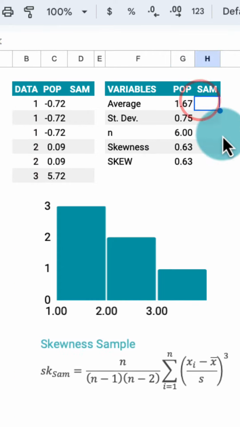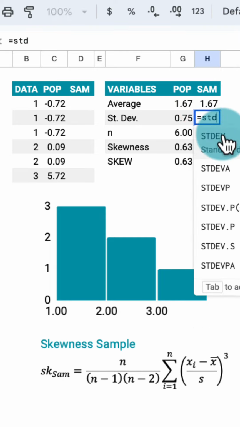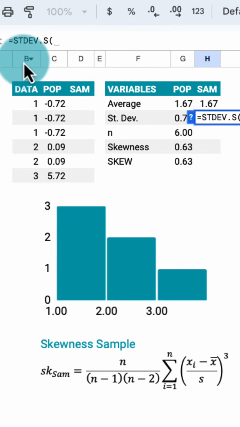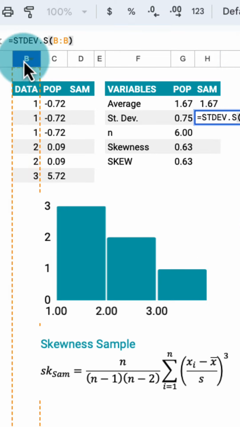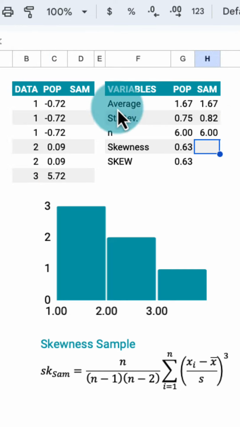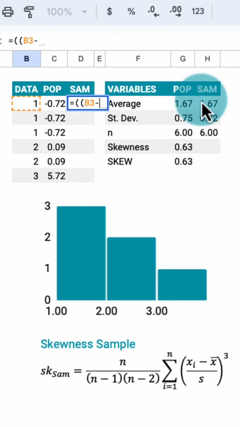For the sample, we can extract the average, which is the same as the population. For the standard deviation, we use the standard deviation of the sample, and we grab the data points as well. The n is the same number of data points, which is 6. And the deviation is now the deviation between every data point and the average.